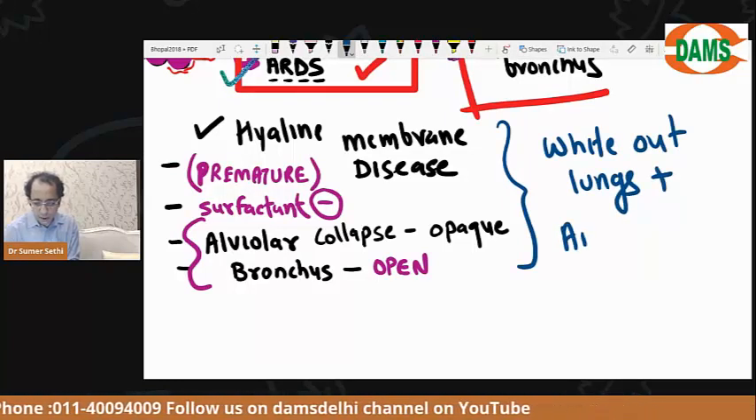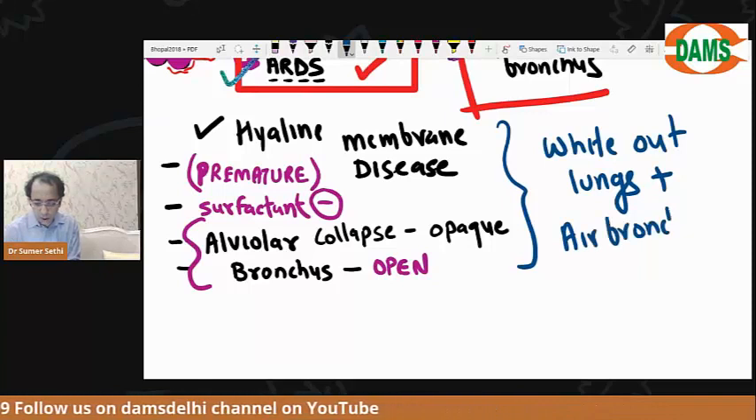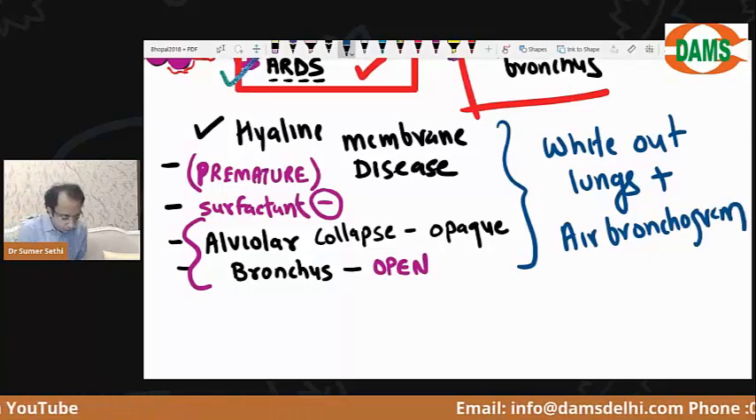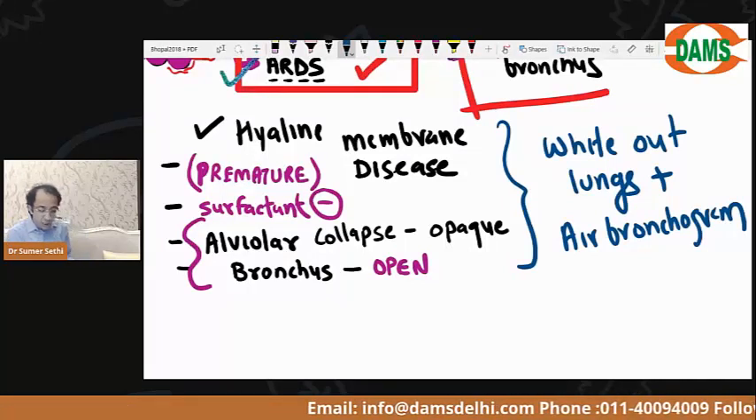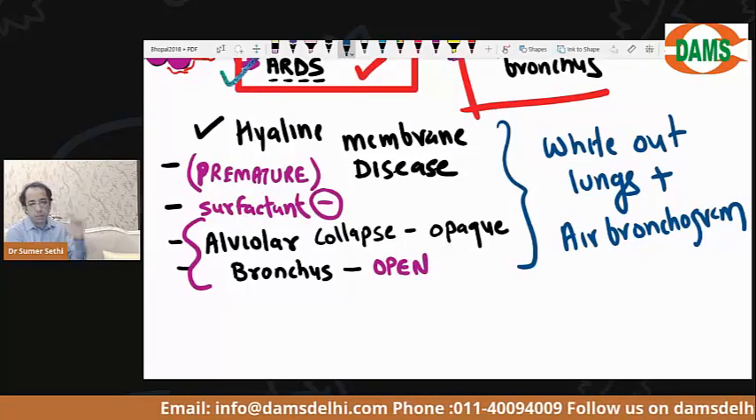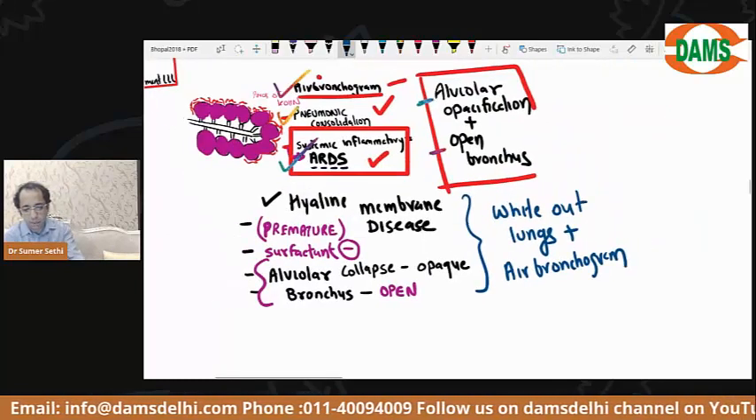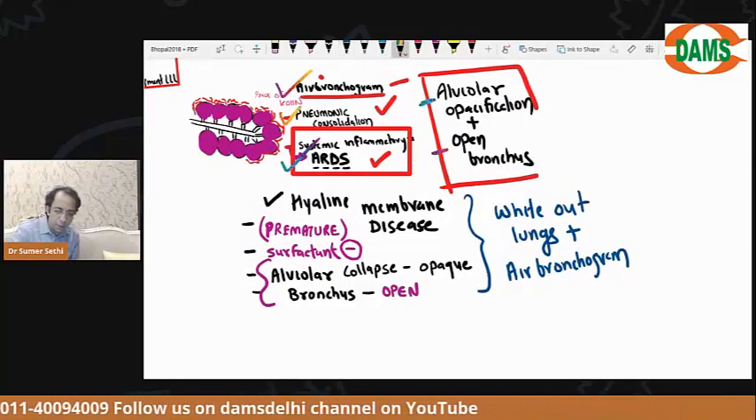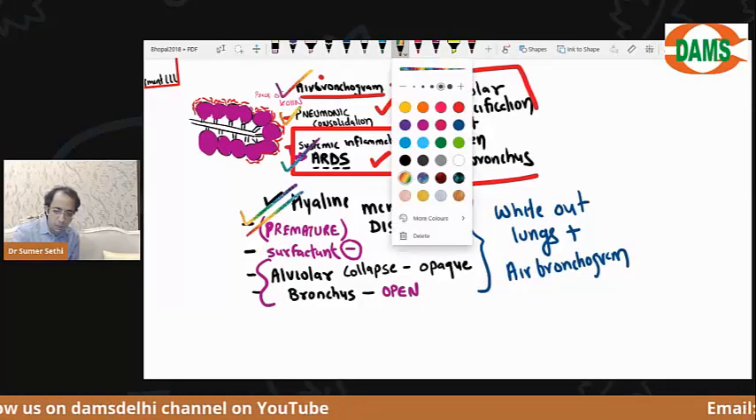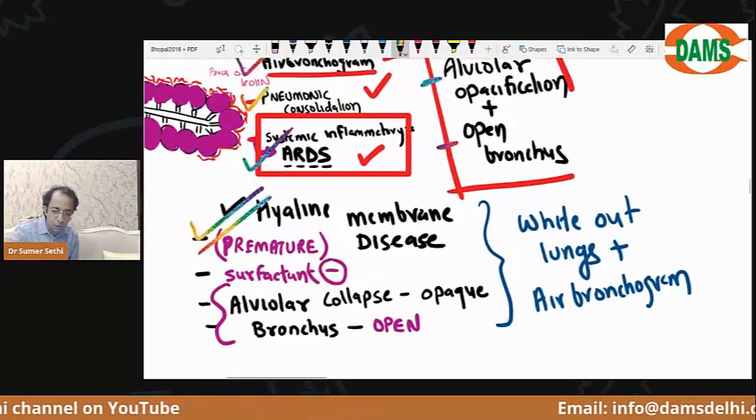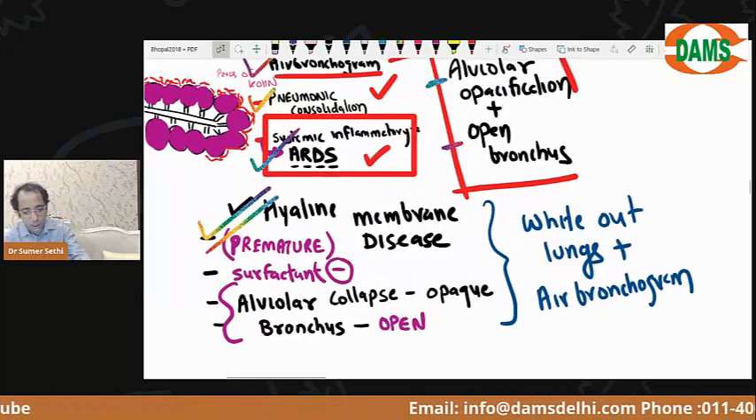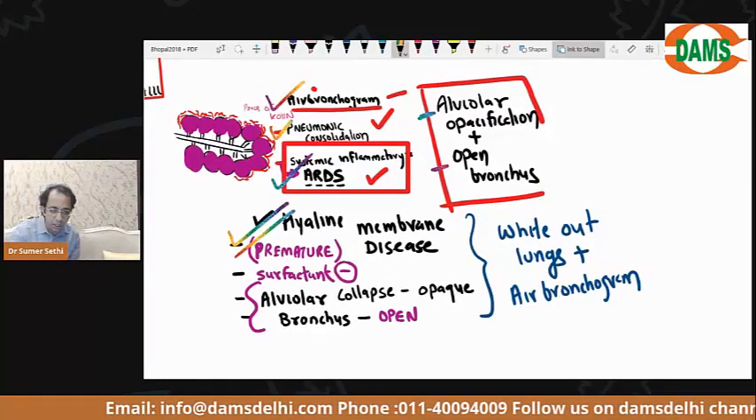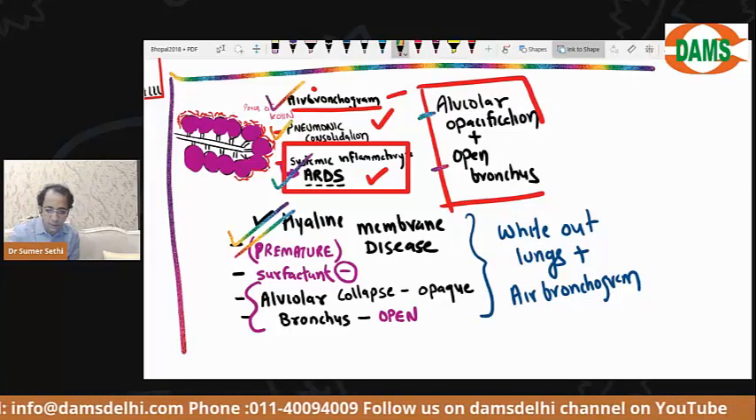plus air bronchogram. Okay. Because there is disease of the alveoli, but the bronchi are patent, and these are the prerequisites to see air bronchogram. That is why many people get it wrong in the exam. So remember now, name 3 causes of air bronchogram: pneumonia, ARDS, hyaline membrane disease.